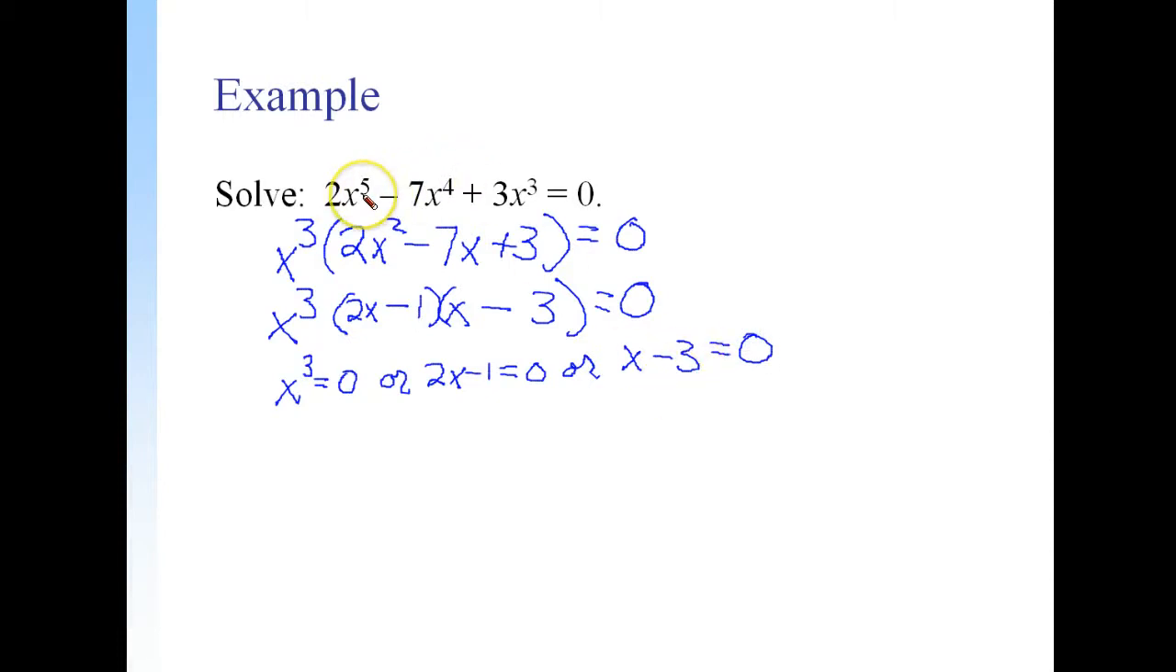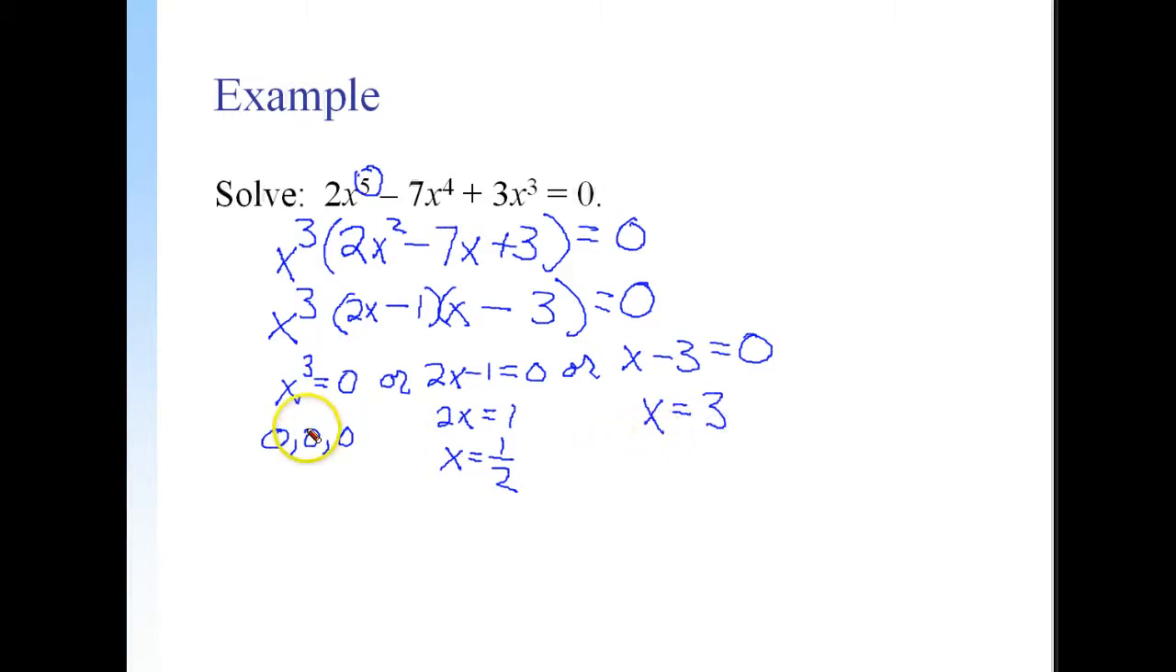Now note that this equation was to the 5th degree here. So in a sense, I need 3 answers. Well, x to the 3rd, I'm going to use the 0 3 times. So that gives me 3 answers there. And then here, I'm going to solve this. 2x equals 1. Transpose that. So x equals 1/2. And this is going to be x equals 3.